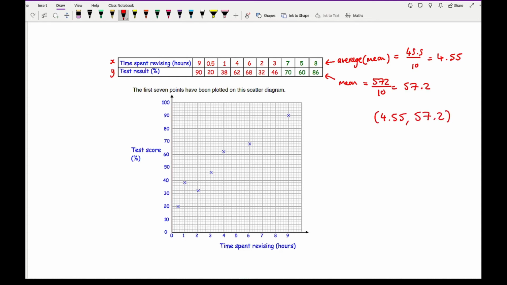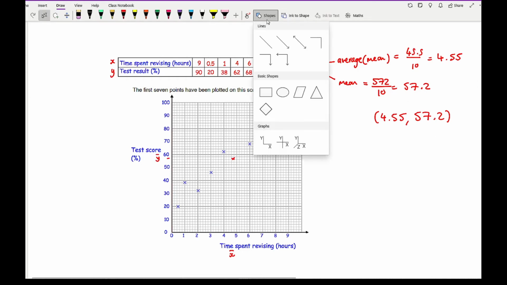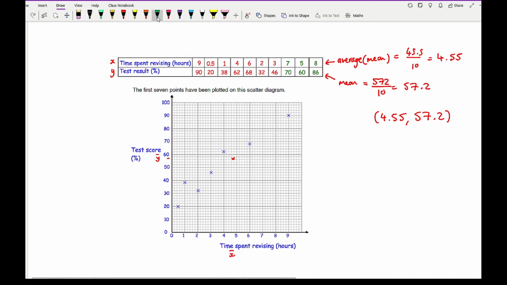If I mark that on my scatter diagram, 4.55 is there and 57 roughly about there. So this is basically my mean of x and my mean of y. Now when I draw my line of best fit, it should go through that value. Again, if you're just doing normal GCSE maths, then this is not going to be essential. You don't need to work that out. It's only if you are doing high level statistics or GCSE statistics that it might come into question.